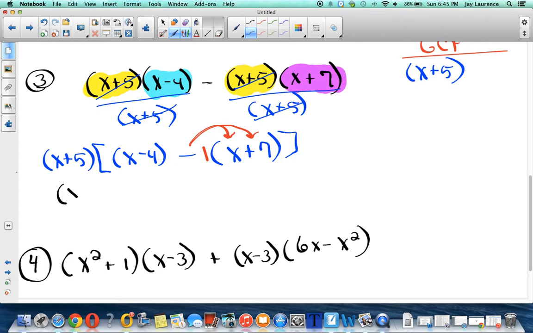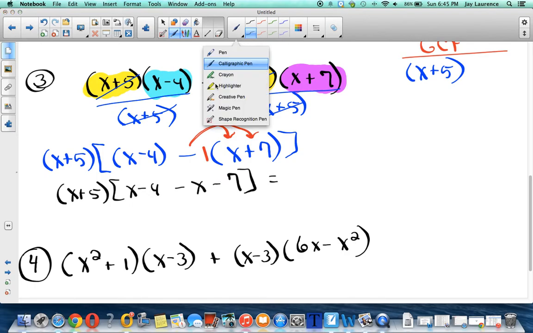So I'm going to have an x plus 5 times an x minus 4. I'm not going to need the parentheses after I distribute this negative. A negative x and a minus 7. And there we go. Now, I'm going to simplify.